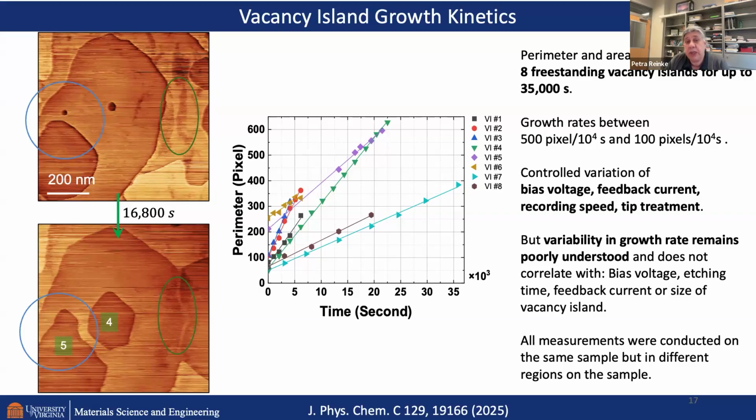And I can tell you we don't really know why that growth rate for the vacancy islands varies so dramatically. It is not the bias voltage, not the feedback current, not the recording speed, and it might be the tip treatment, but we are not sure. We varied all these parameters systematically, and none of those correlate well with the observed changes in the kinetics of the growth. Does it matter?